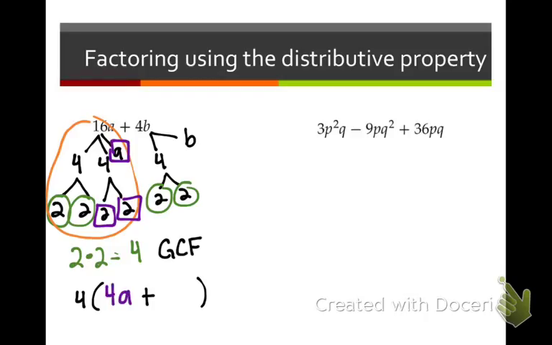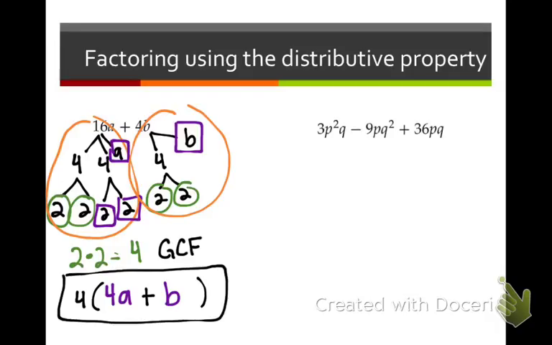Okay, now on the right, I have another tree, and if I look at what didn't get used, I have a B. A B didn't get used. I'll put B there. Alright guys, so that is what I'm looking for. Factoring using the distributive property. Okay. Alright, one last example and then we can start with the classwork. You guys should have plenty of time.